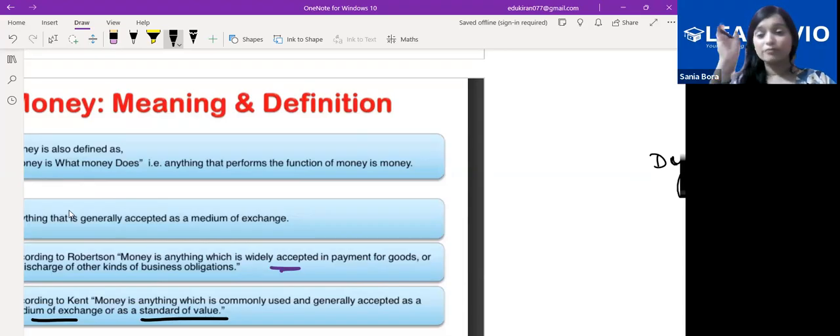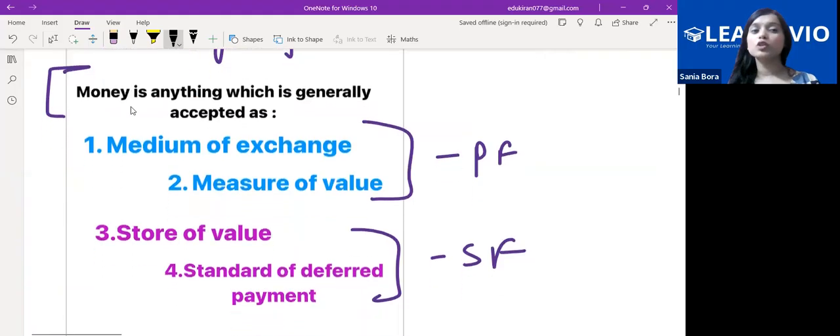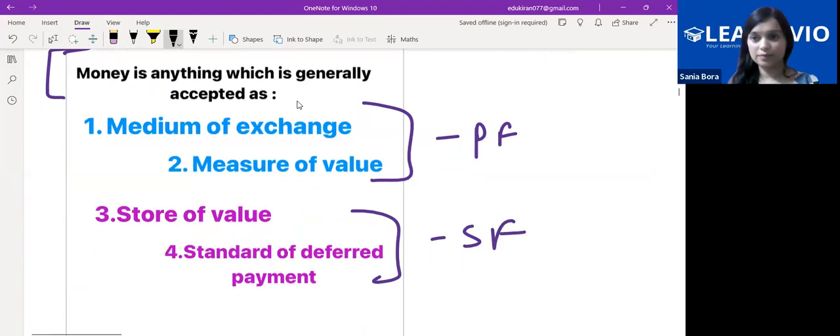Yes. Similarly, ma'am, whenever I ask you the meaning of money, there are 4 things that you have to tell. How many things? 4 things. If you miss any of them, you lose marks. That means that is an incomplete introduction of money. Clear? Yes, ma'am. Okay, so let's understand the meaning of money. Money is anything which is generally accepted as... Money is something or anything. It can be anything. There is no proper thing that defines what money is. It is anything. First, it is generally accepted as a medium of exchange.